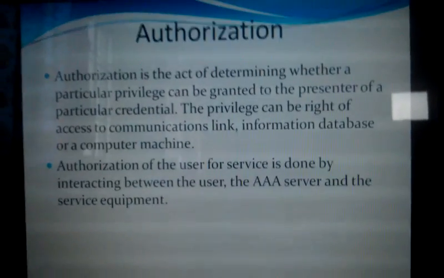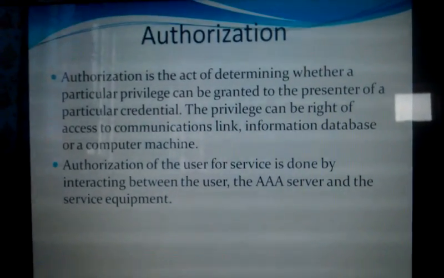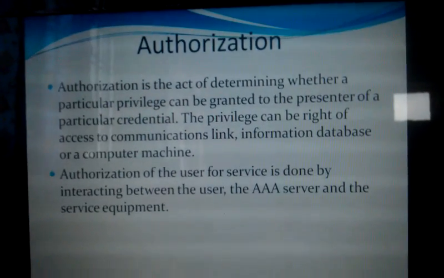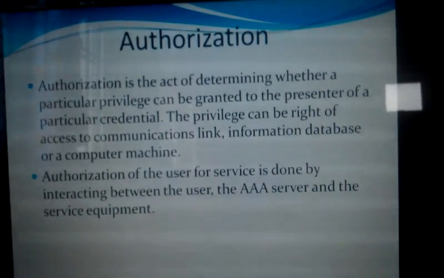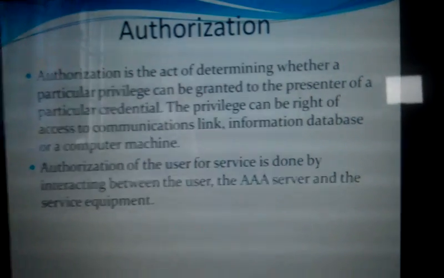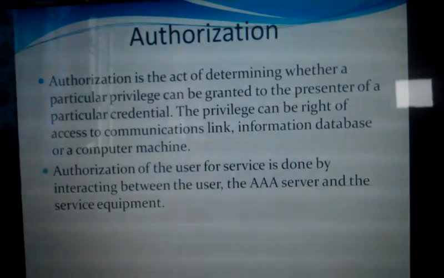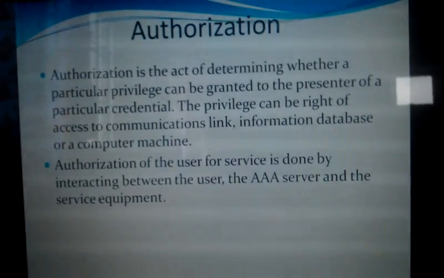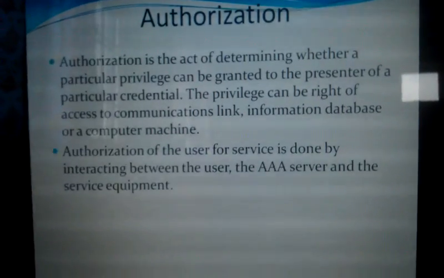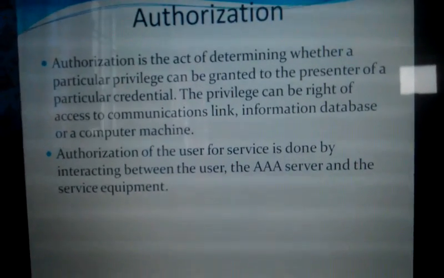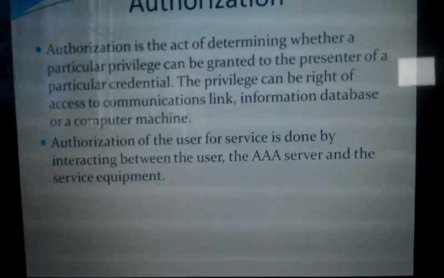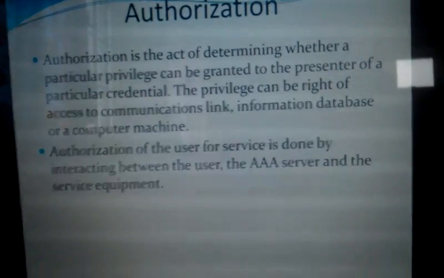Next, I'll be talking about authorization. Authorization is the act of determining whether a particular privilege, such as communication links or access to the network, information, database, or computer, can be granted to a user. The authorization of the user for service is done by interacting between the user, the AA server, and the service equipment.